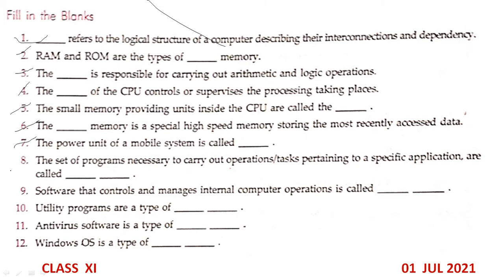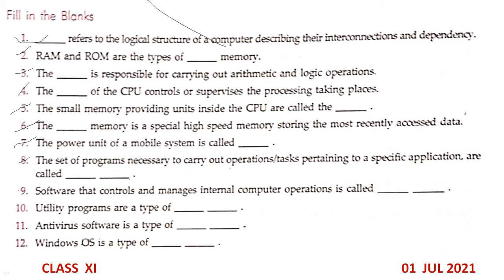The set of programs necessary to carry out operations and tasks pertaining to a specific application are called... Is a two-word answer here. The name itself suggests application, therefore it is application software. Answer is application software.